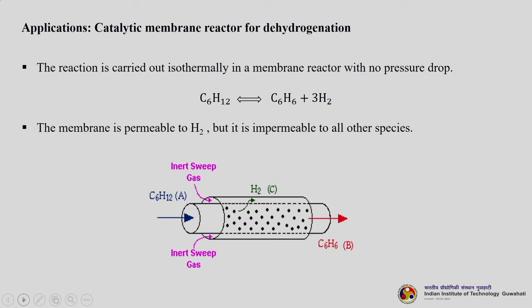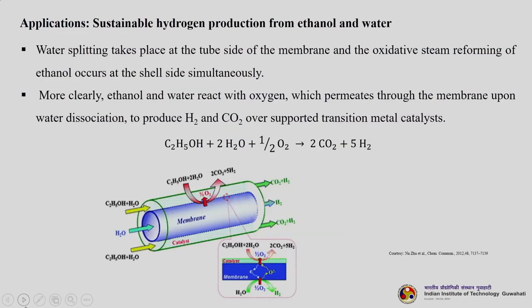So, the reaction is carried out isothermally in a membrane reactor with no pressure drop. You can see the reaction, how C6H12 is getting converted to C6H6 plus 3 H2. Since the membrane is chosen in such a way that it is permeable to hydrogen, hydrogen diffuses through the membrane and you get your pure C6H6 here. Of course, there is a sweep gas that is flowing, which helps in enhancing the rate of mass transfer also.